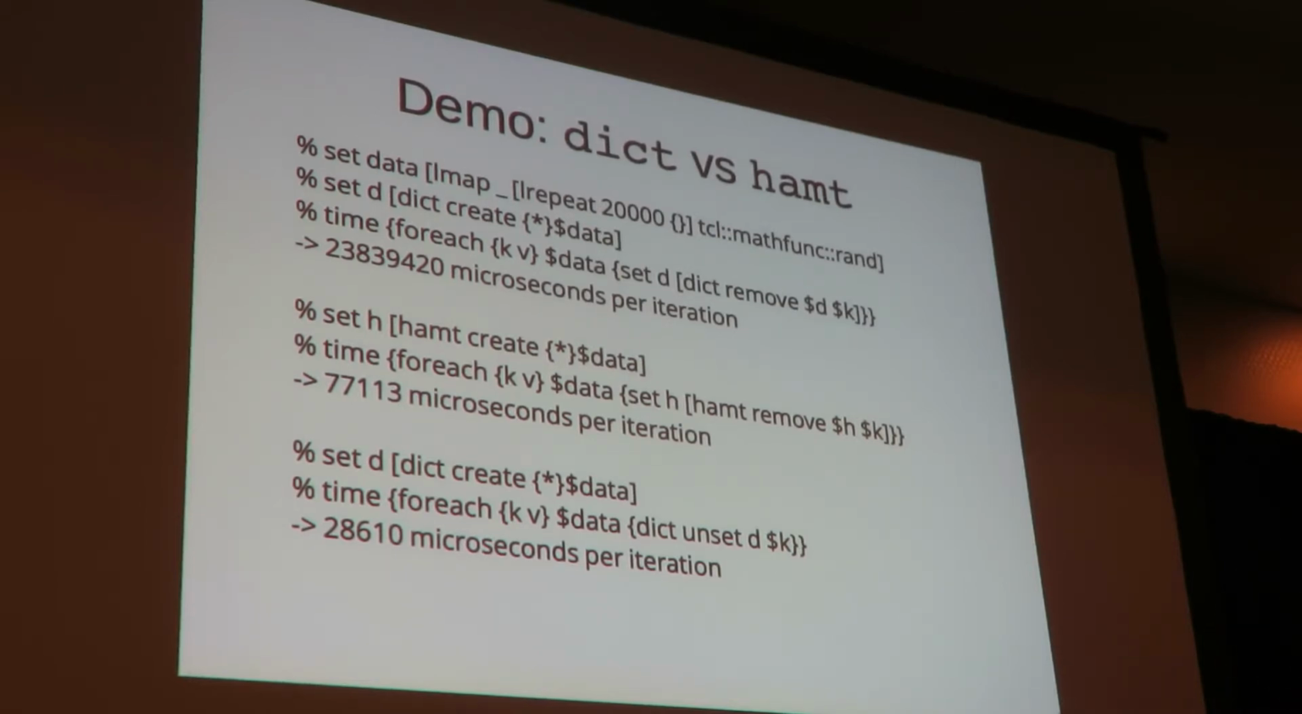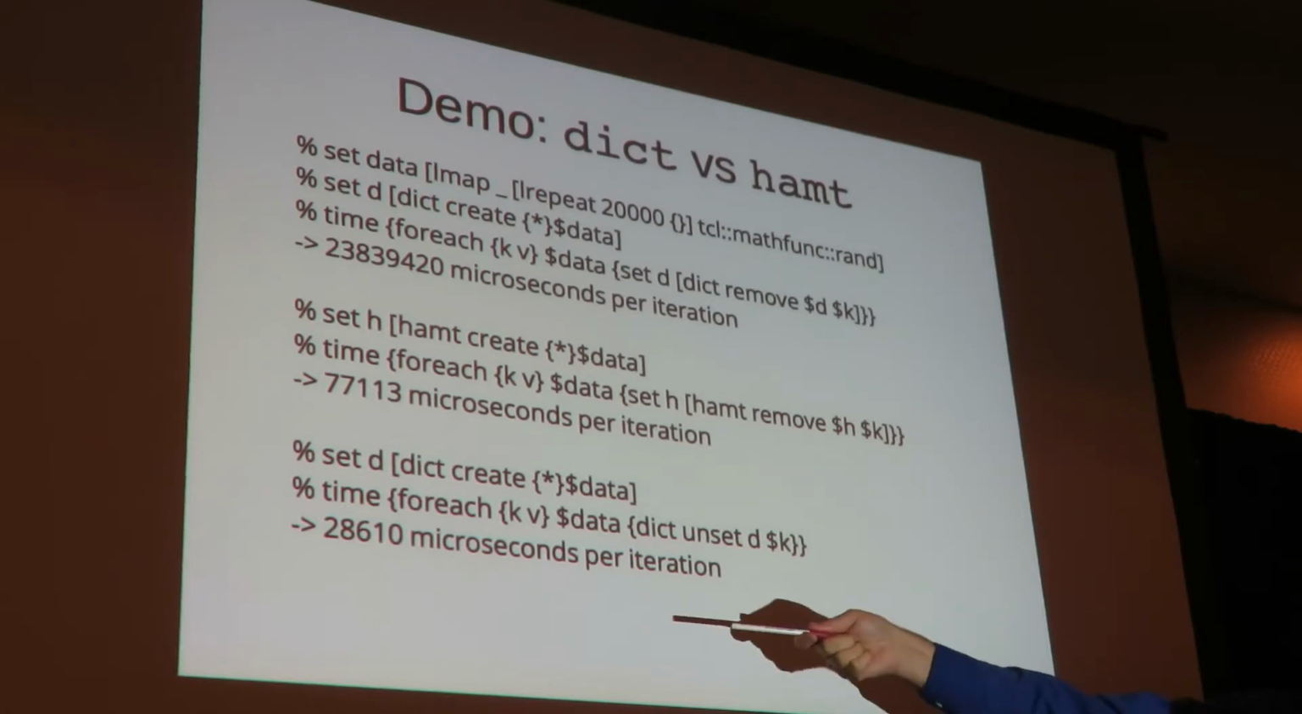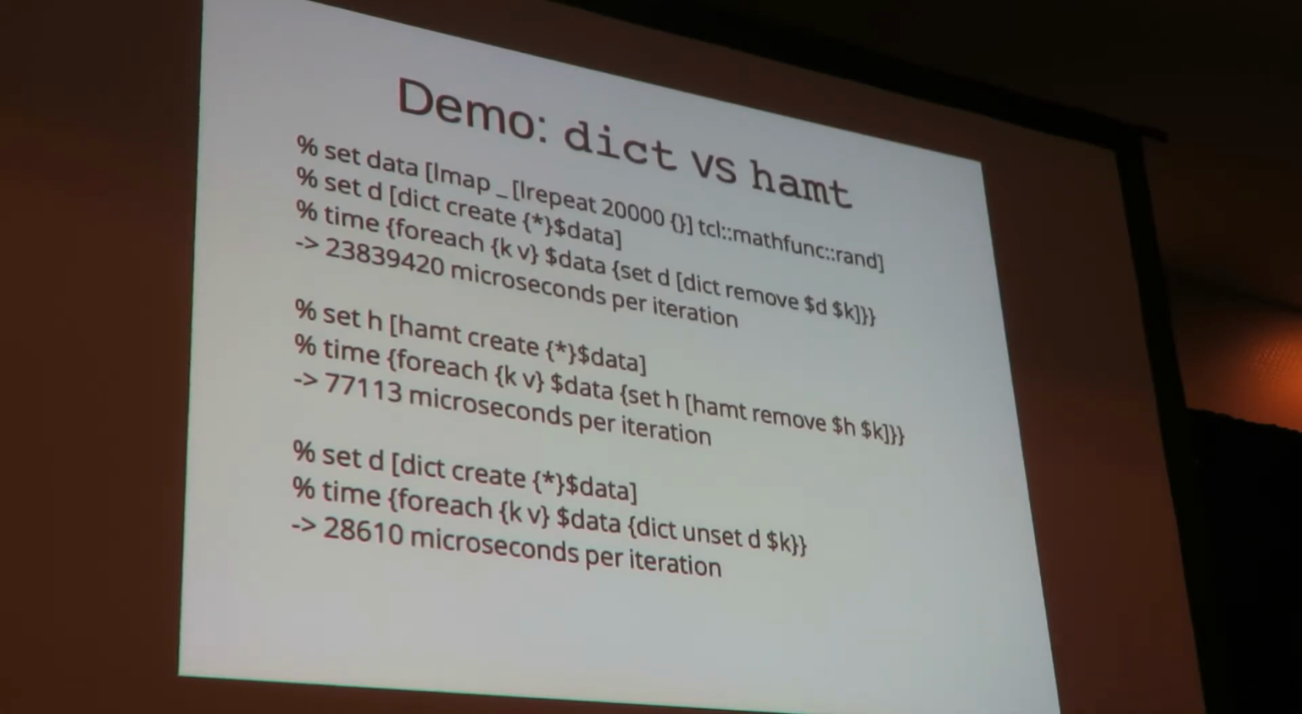But if I then apply my learning curve, my hard-fought battle scars of using dict, I know I should use dict unset. And dict unset is faster. So I'm not at the point where I can knock dict off the hill and claim total victory, but it's in the same order of magnitude. And as a prototype, I find that encouraging. 5 minutes, okay, I better move along.